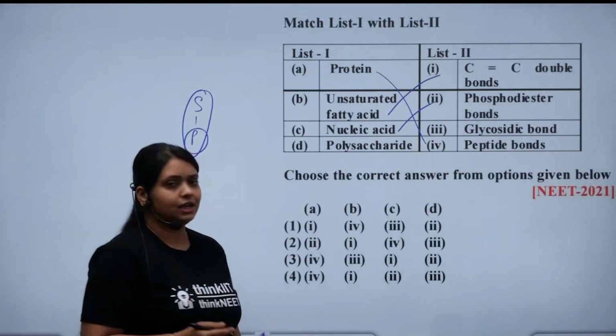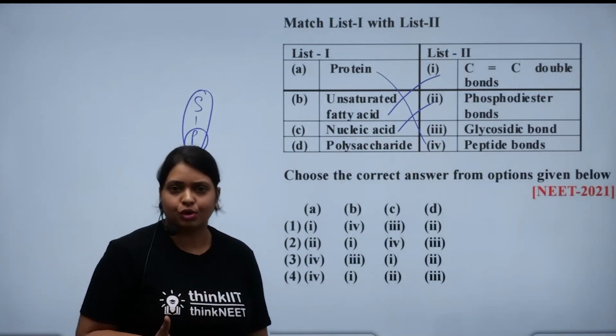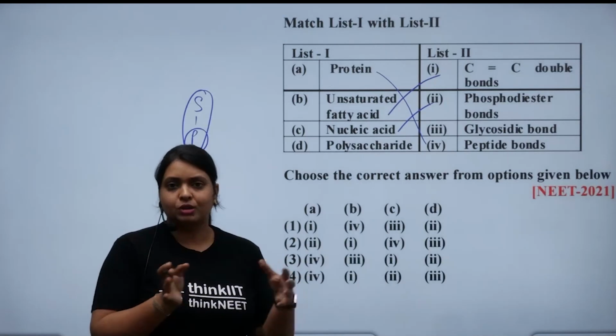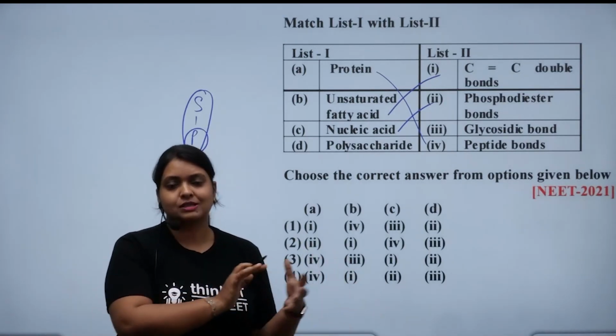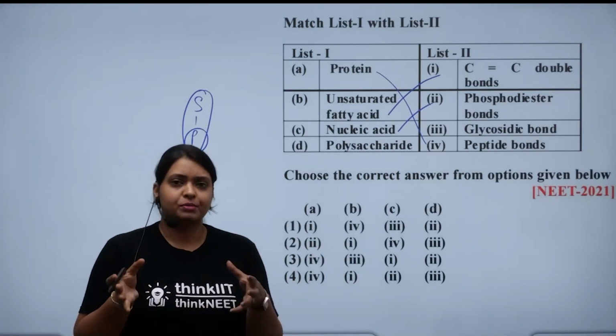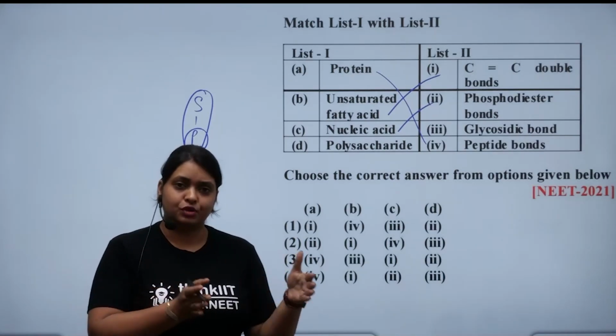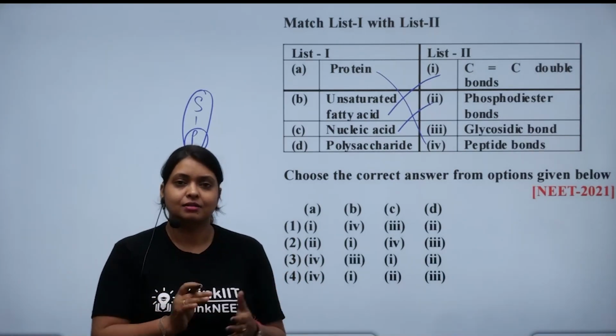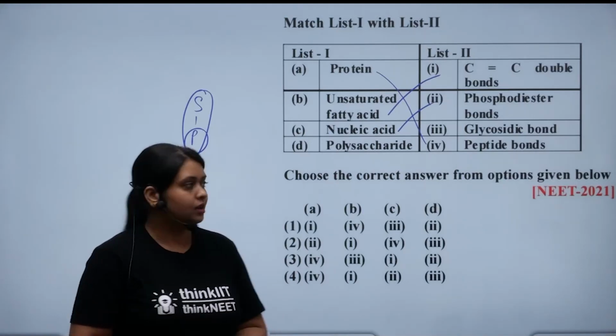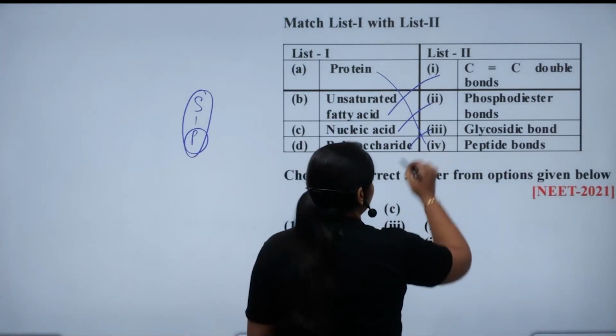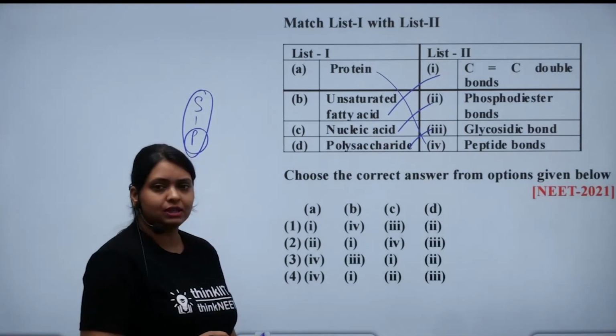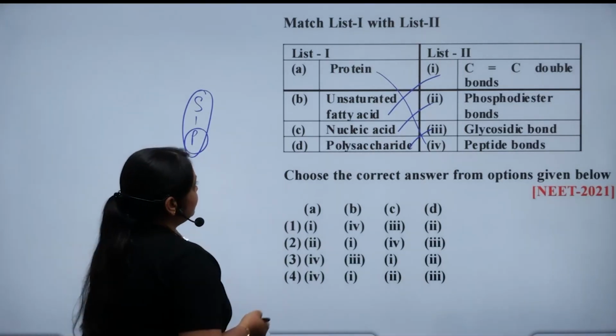And polysaccharide, saccharide means talking about the carbohydrate group. So a polymer of glucose forms starch, which is a polysaccharide. So the polymer of glucose is formed by the bond that is the glycosidic bond. So for polysaccharide, the third option will be matched to D. Let's see what it is.